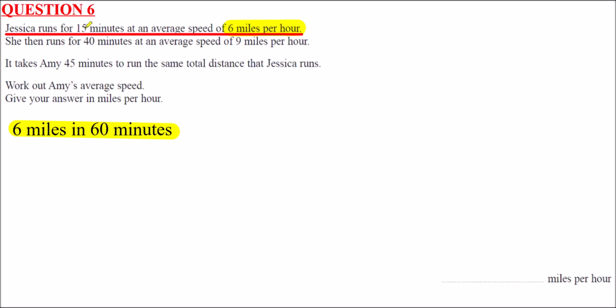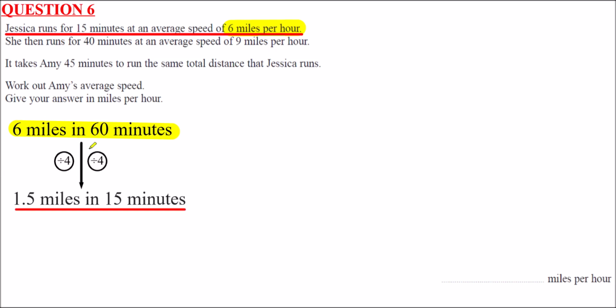If she's only running for 15 minutes, she can only go a quarter of the distance she would have run in a full hour. So if we divide both bits by 4, at that rate, she would have done 1.5 miles in 15 minutes. She then changes her speed, though, for the next 40 minutes, and she runs at 9 miles per hour. So presumably she speeds up, she can see that she needs to, get faster to win the race or whatever, I don't know.